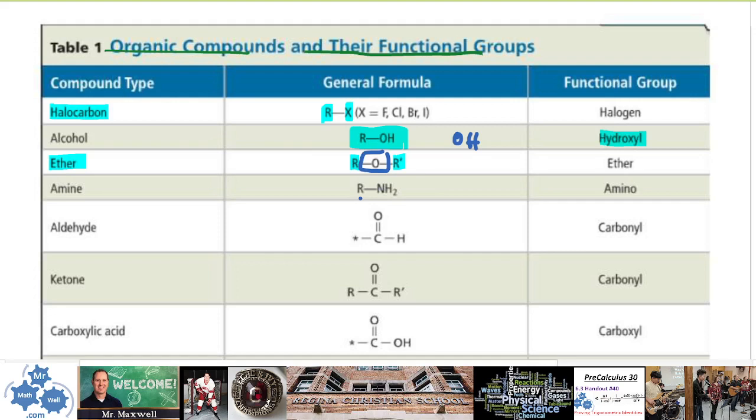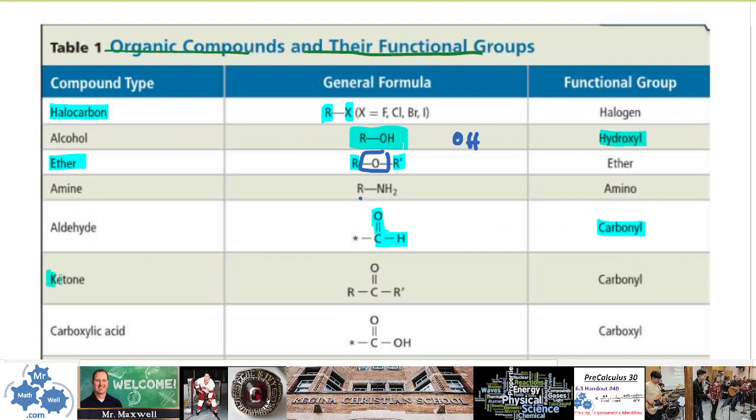So amine, NH2, and it's an amino functional group. Aldehyde is the next group, and it involves this functional group right here, which is called a carbonyl functional group. So it looks like this. And remember, this asterisk here could be another H or it could be a carbon ring or chain. So you're looking for this C doubly bonded to O, singly bonded to H. That is called a carbonyl group. And the compound type is aldehyde.